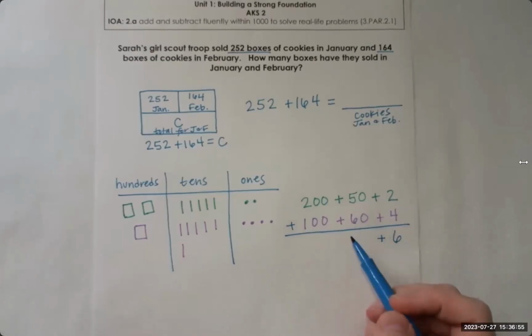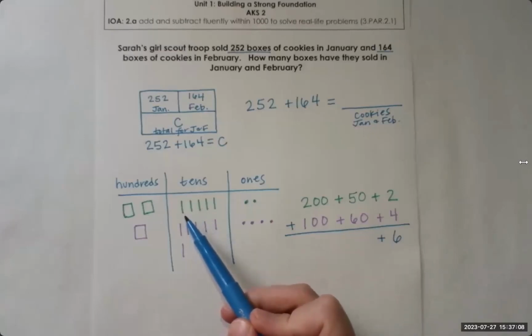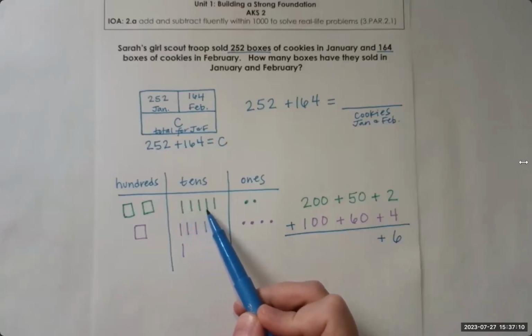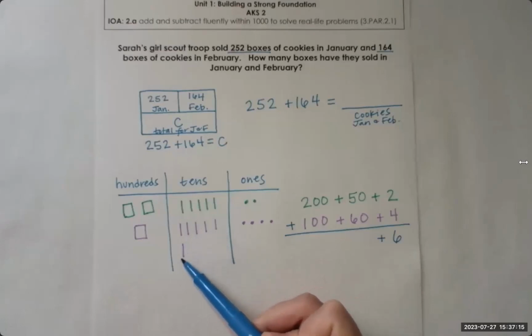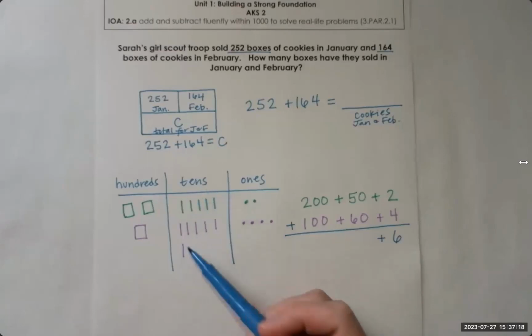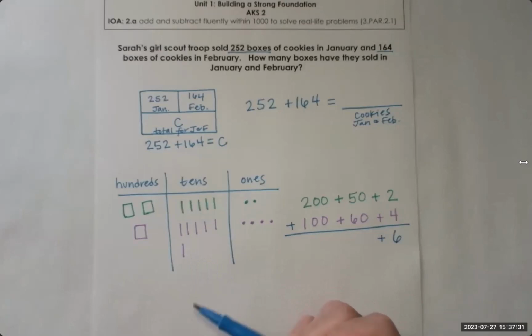Now let's go ahead and add together my tens. If I'm unable to add 50 plus 60, I can always come over to this place value chart and count my tens in order to help me add them all together. 10, 20, 30, 40, 50, 60, 70, 80, 90, 100, 110. So my tens place in my place value chart, that tens column, has 110. That's my value. I have 11 tens in the tens place.